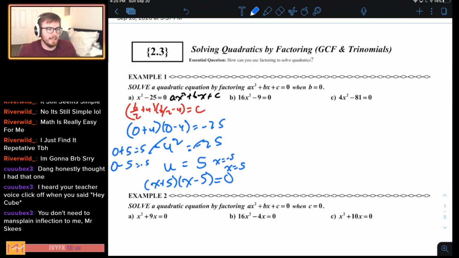I don't need to mansplain inflection. Well, I don't like it being called a teacher voice. It's my explaining voice. Teacher voice implies that I'm doing it for the children. No, I would do it for anyone.